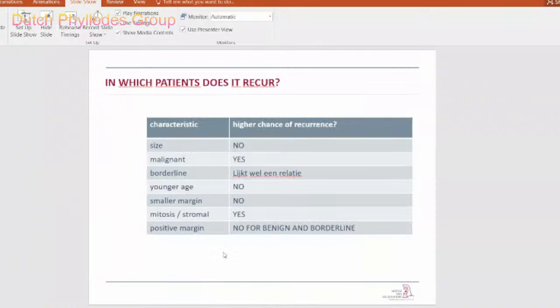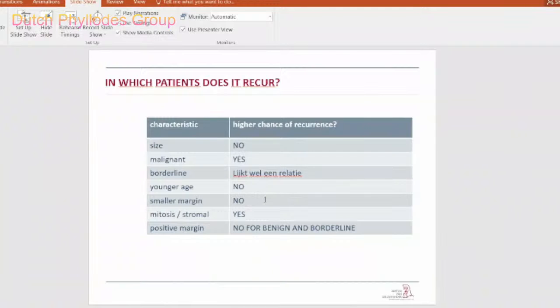Previously, we thought that it would mainly recur in younger patients with large phyllodes tumors, and that if we have a wider margin, that would reduce the chances of recurrence. But most of the recent larger studies have indicated that the relation between size and age is just not present. So even if you have a large phyllodes tumor, if you remove it, then it's not more likely to recur than a smaller phyllodes tumor. We do know, however, that malignant tumors recur more often, and maybe borderline as well.